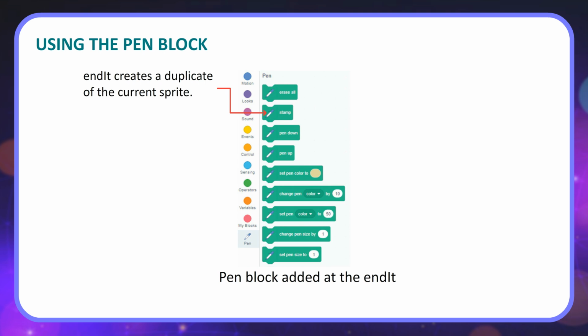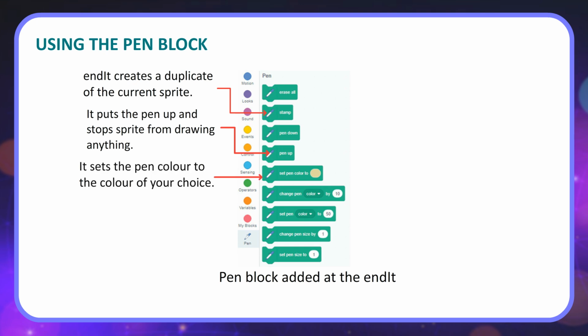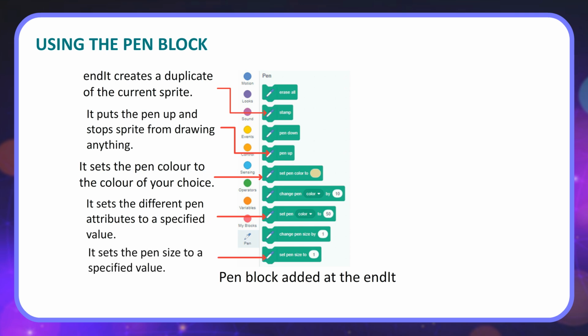It creates a duplicate of the current sprite. It puts the pen up and stops sprite from drawing anything. It sets the pen color to the color of your choice. It sets the different pen attributes to a specified value. It sets the pen size to a specified value.